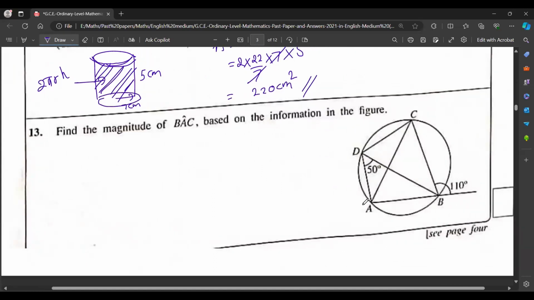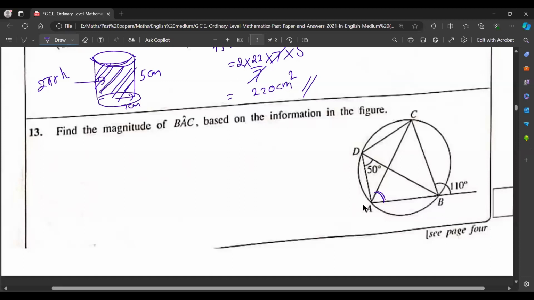Here you can find angle BCA. They ask in the angle BAC, sorry. They ask in this magnitude, okay? First of all, you have to consider this is a cyclic quadrilateral. The exterior angle is equal to what?